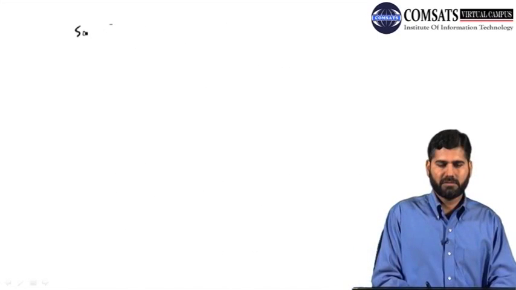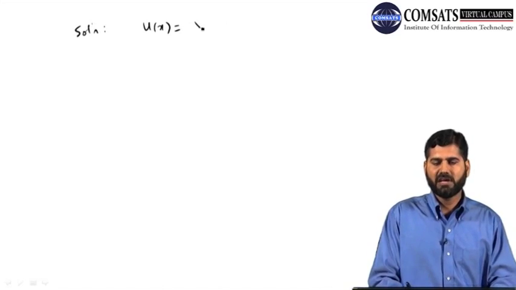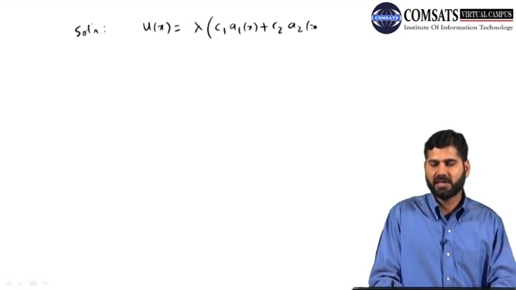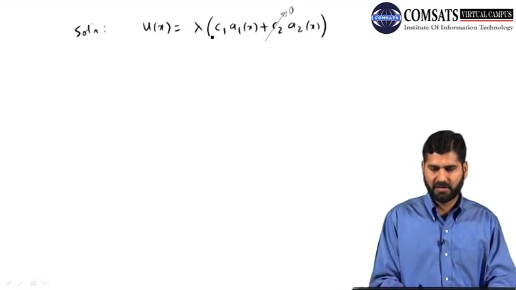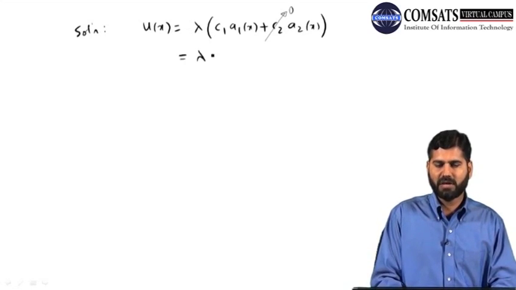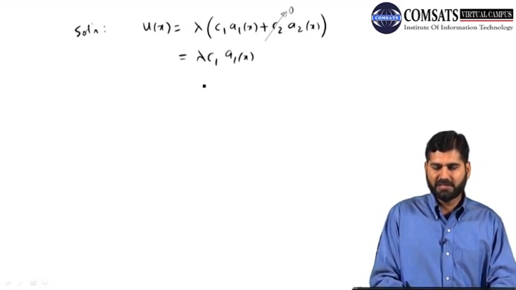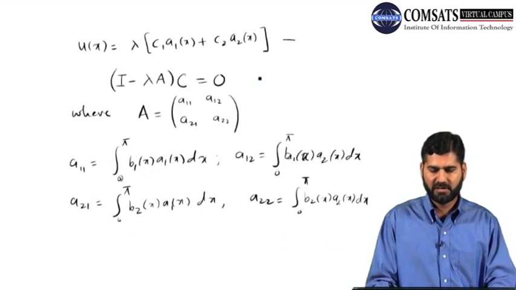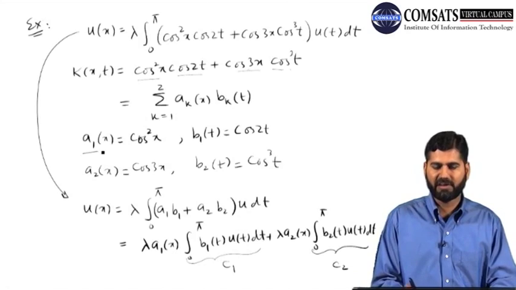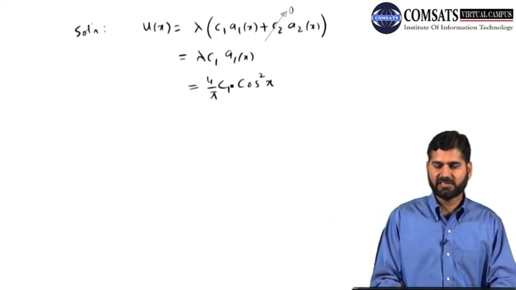Alright, so the solution is u(x). What was our solution? If you recall, the solution was C1 a1(x) plus C2 a2(x). This was our solution. In this case, C2 becomes 0, C1 is arbitrary, right? So you got lambda C1 a1(x). Lambda is 4 by pi, C1 is C1, and a1(x) is cos square x. This is given, the value of a1. If you look at the beginning, a1 is cosine square x. So this is the case.